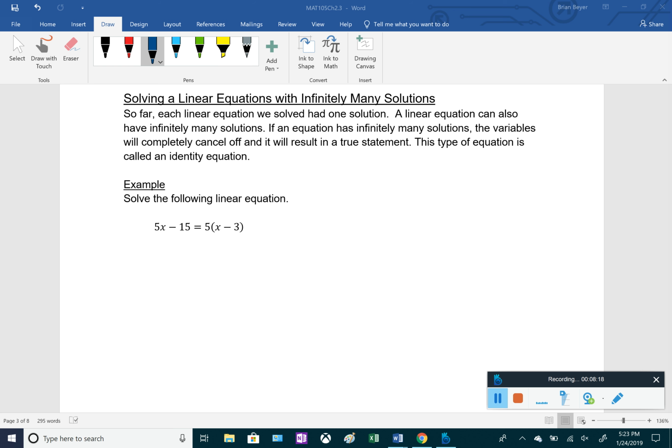So when an equation has infinitely many solutions, what's going to happen is that when we're trying to solve it, the variables are going to cancel off, and it will result in a true statement. You'll get something like 2 equals 2. So it'll be a number equals itself. No more variables, so we know that there's infinitely many solutions. This is called an identity equation. It means no matter what value of x we plug in, it'll always be true. So let's do some examples here.